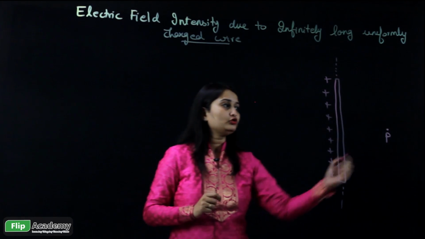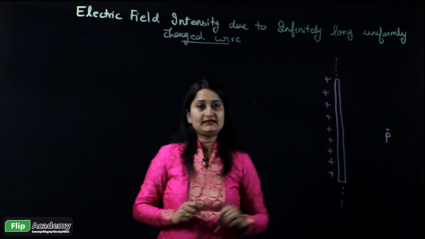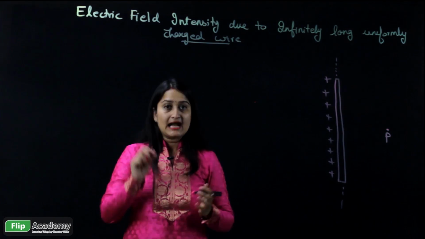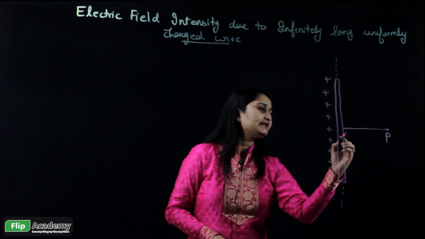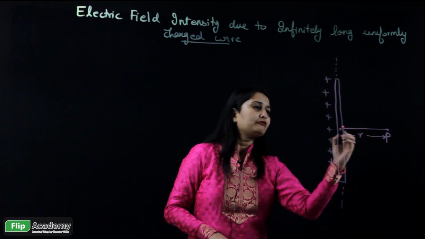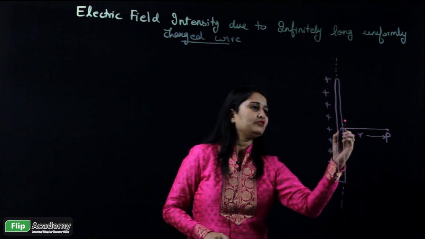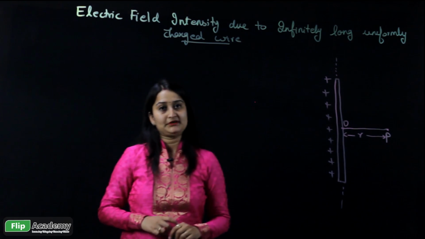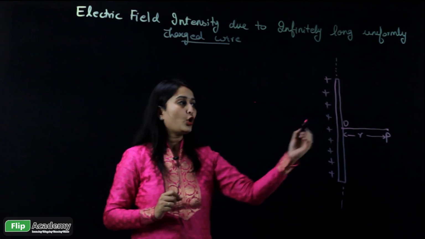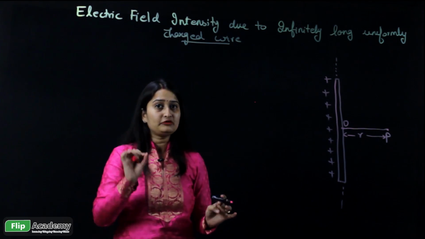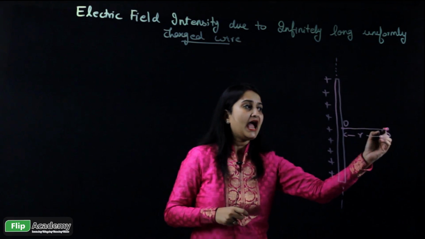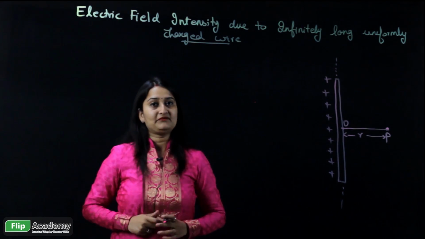Now, you have to find the electric field intensity at point P, and this point P is at a distance, let's say small r, from the center of the length, which is represented by capital O. So the distance OP is given to you as r. So this is all given to you. You have to find the electric field intensity at point P. Now let's start with the derivation.